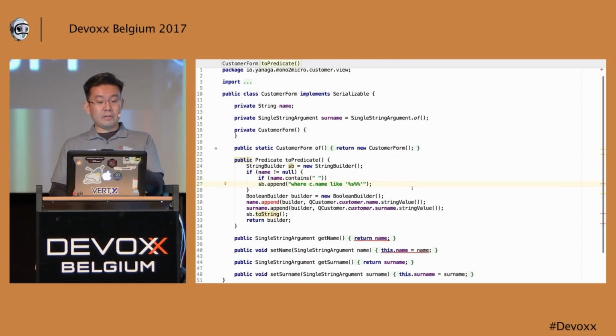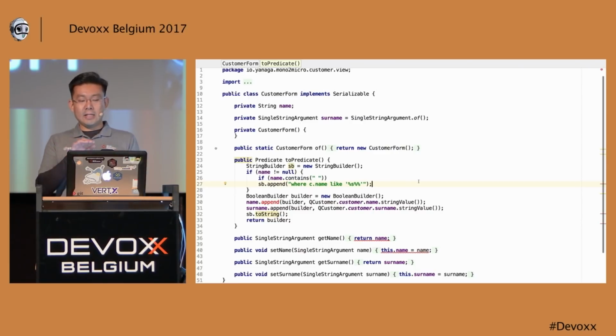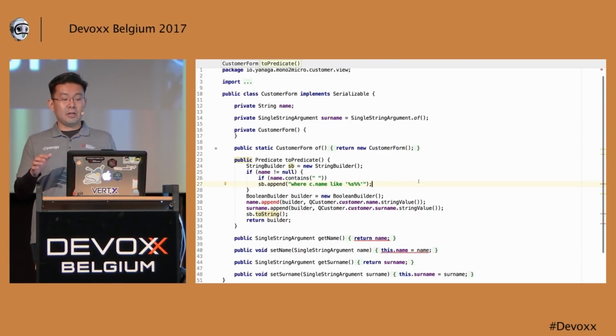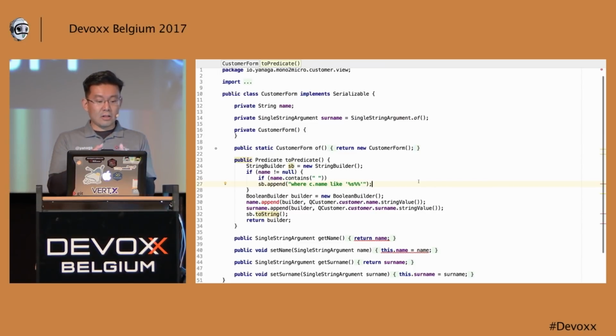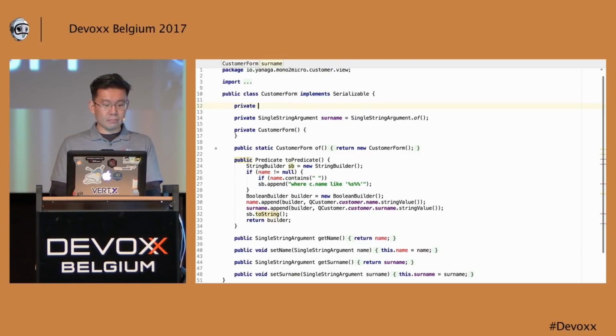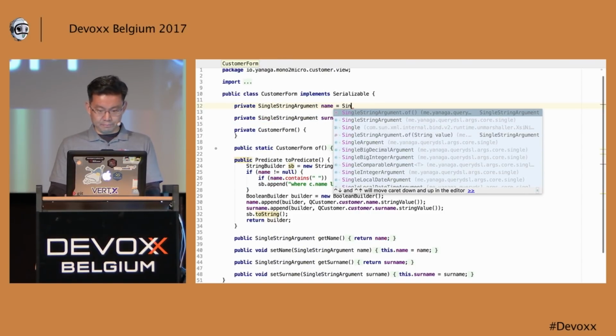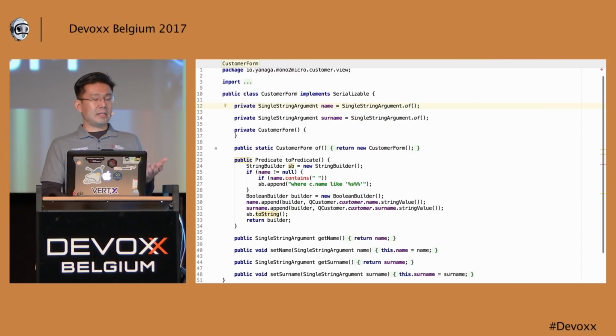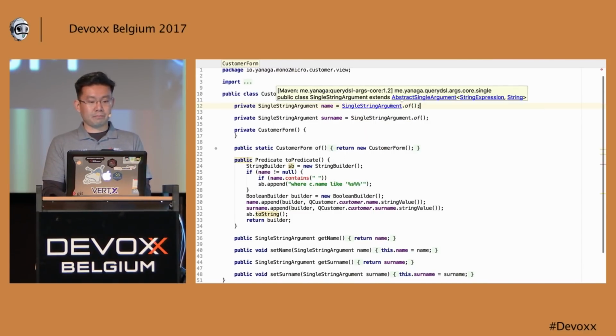And you even need the special case that if you don't type anything in the name and the surname, you don't want a where clause, so you don't want to append anything. So these are the logics that you need to control when you're just playing with the if statement and everything else. That's why I created these classes, single string arguments, which are basically factory implementations.